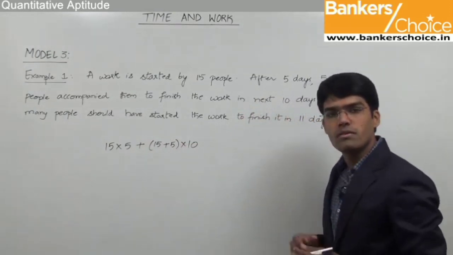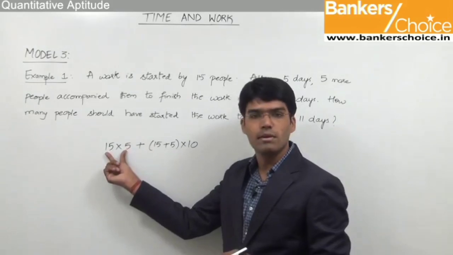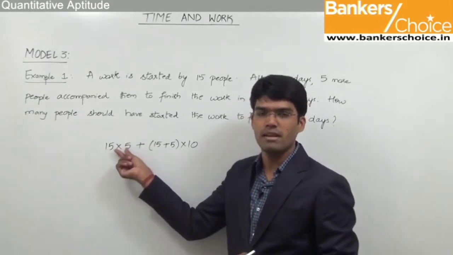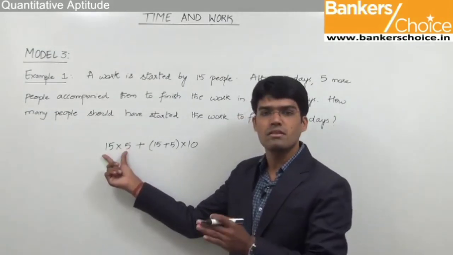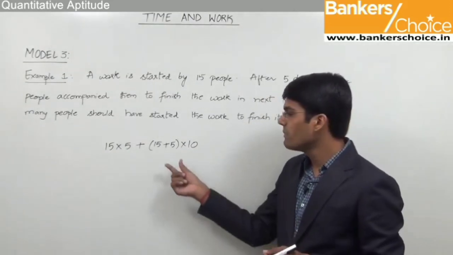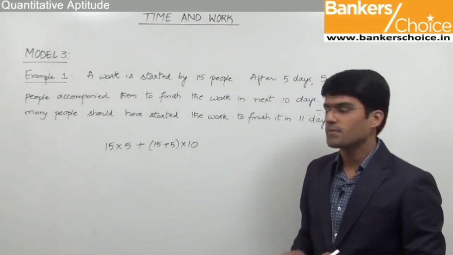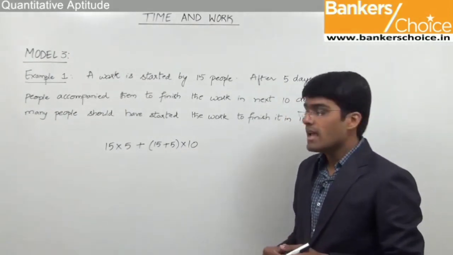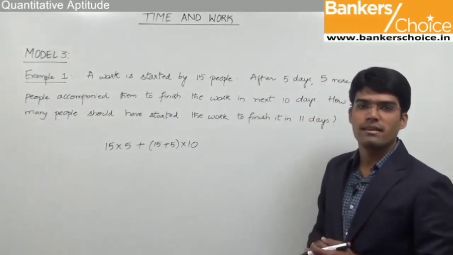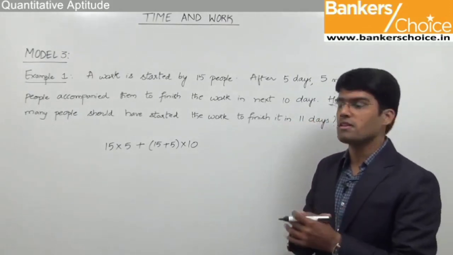So this is the total work which has been finished. Let us understand this once again. For the first 5 days, there were only 15 people working. So the amount of work which they have finished is 15 people into 5, or 15 men into 5 days. So this is the total work finished in the first 5 days. After 5 days, 5 more people have joined them. So total men available are 15 plus 5, so 20 men, and they could finish the remaining work in 10 days. So 20 men in 10 days. And after these 10 days, the total work has been finished. So this is nothing but the total work which was done by these people. Now the question is, how many people should have started the work to finish it in 11 days?